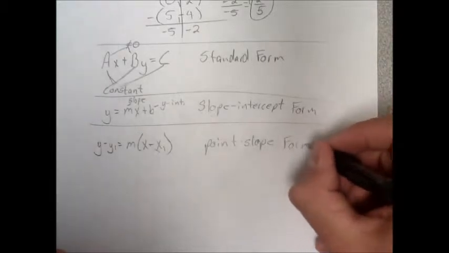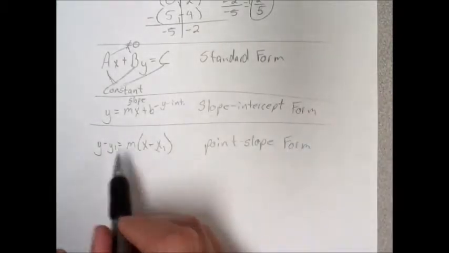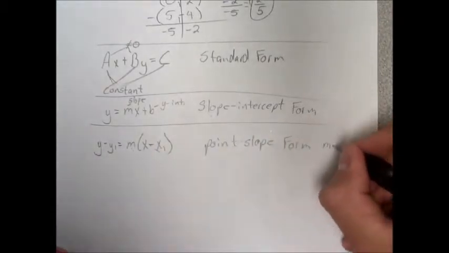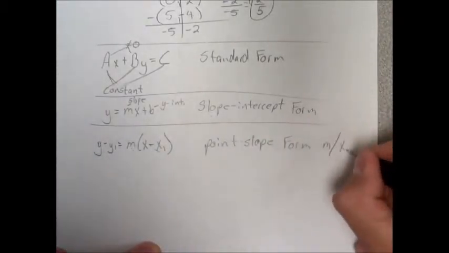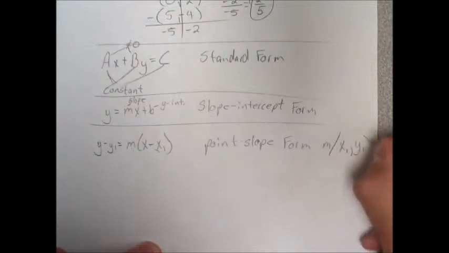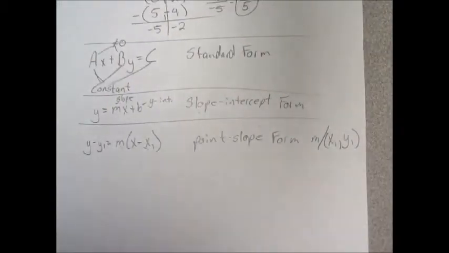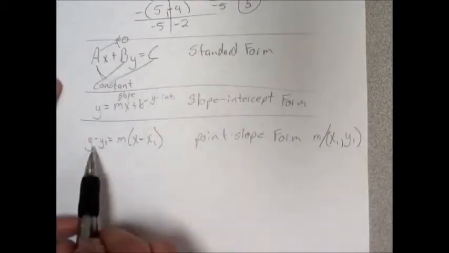And the reason for that is because it involves slope, and this point involves m, which is your slope, and a point x sub 1 comma y sub 1. The name of it tells you where it's easiest to be used. Okay, now this is just to play off of the slope formula.